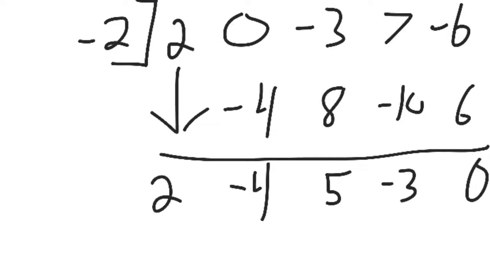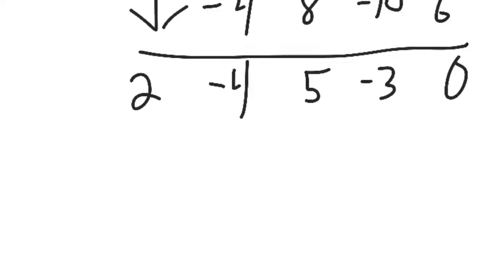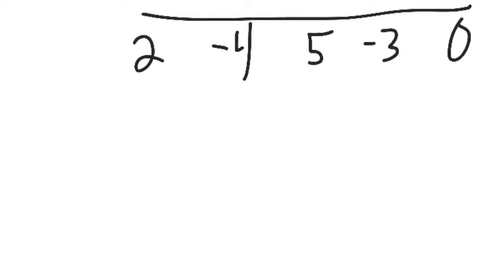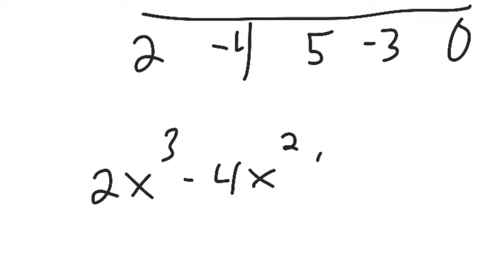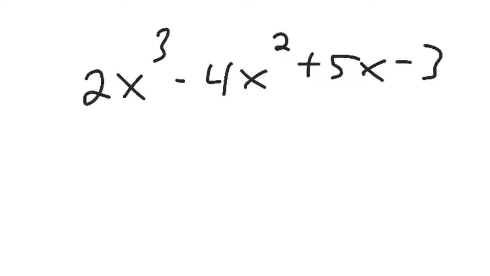So here's how you write your final answer. You started with x to the 4th. You're dividing it by an x. So we're going to take that 2 and say it's 2x to the 3rd, because the power got reduced by 1. So that makes the next one -4x squared. Makes a +5x, makes a -3. And normally this is the remainder, but in this case, there's no remainder. So that's what it looks like with synthetic division.